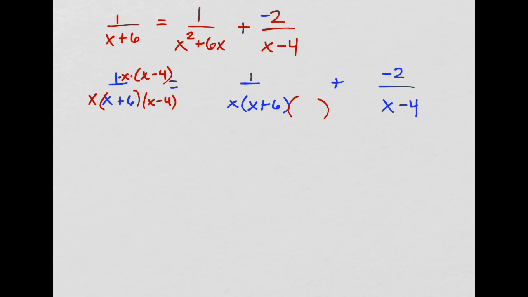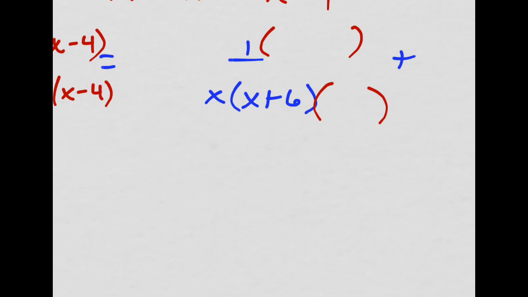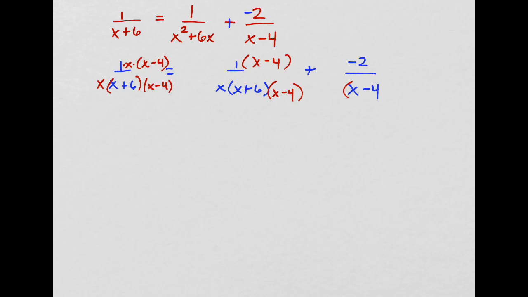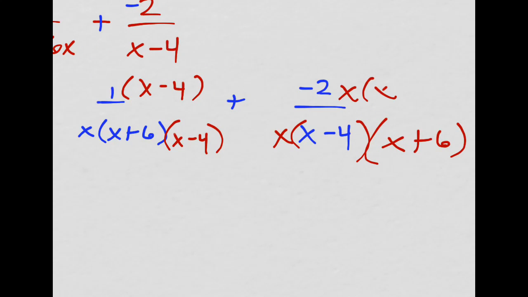What is this one missing? Yeah, x minus 4. And then this last one, an x and an x plus 6. So I have to have an x and an x plus 6.